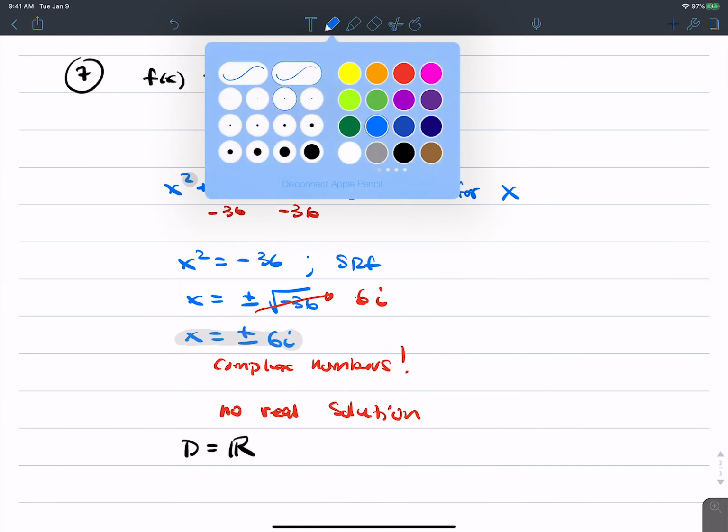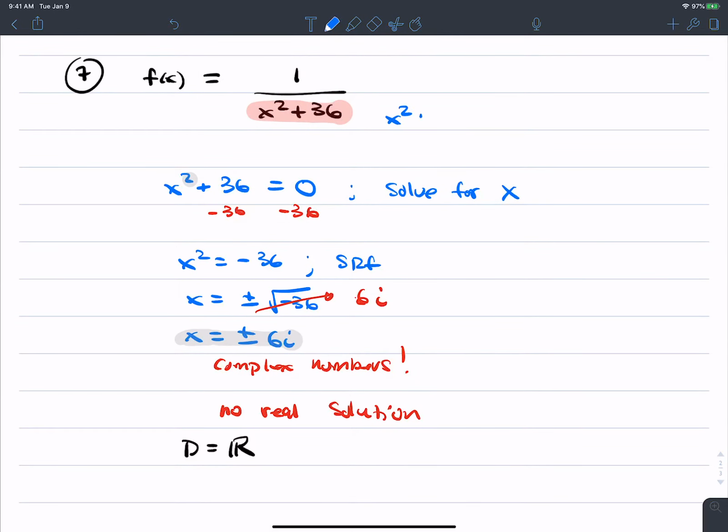So let's go back. This denominator could never be 0. In fact, this denominator will always be positive, because it doesn't matter what value we put for x, the second we square it and add a positive number, squaring a positive and a negative will always make that positive. Adding a positive number makes it positive. So this arithmetic will always be greater than 0, positive.